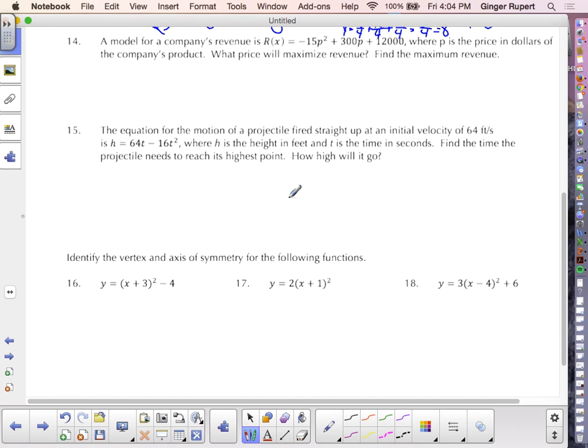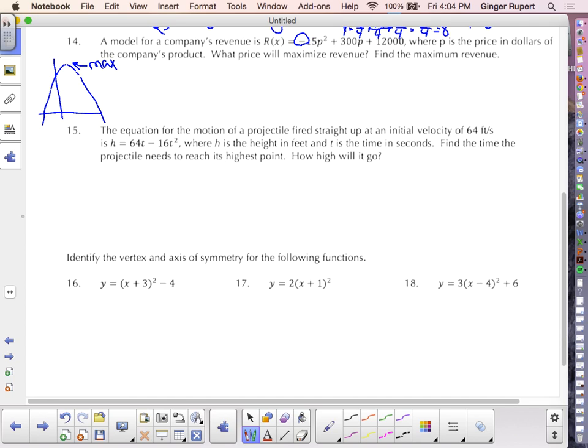Okay, let's take a look at number 14. It says a model for a company's revenue is R of X is equal to negative 15 P squared plus 300 P plus 1200, where P is the price in dollars of the company's product. What price will maximize revenue and find the maximum revenue? So when you look at this, you should know it's a parabola, and we're just going to briefly sketch a little bit. And you should know that it opens down because of the negative sign. It's reflected about the x-axis. So it's going to have a maximum value.